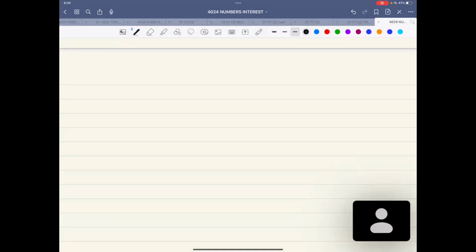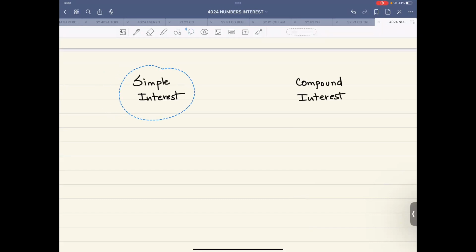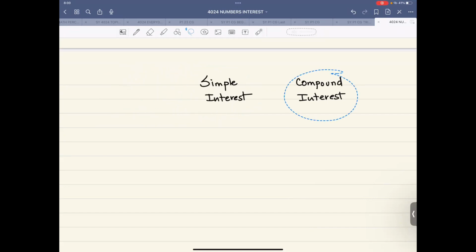Now let's do a comparative study between simple interest and compound interest. So simple interest, compound interest. Let's see the difference between the two. Now let me just grab this and push it over here, at this corner.